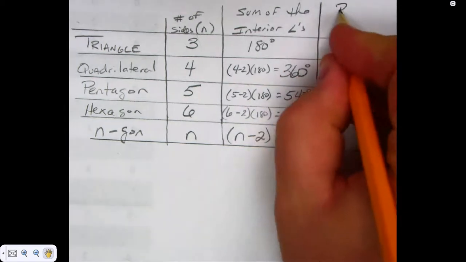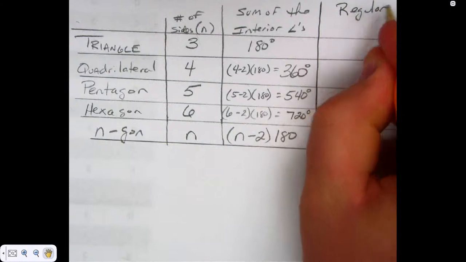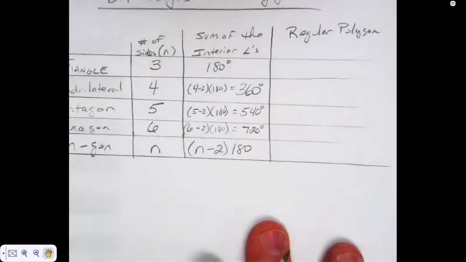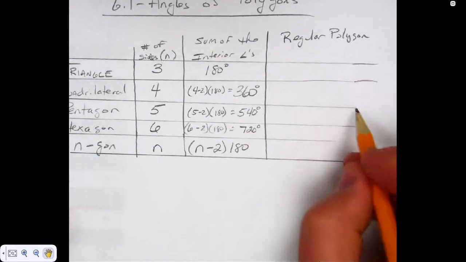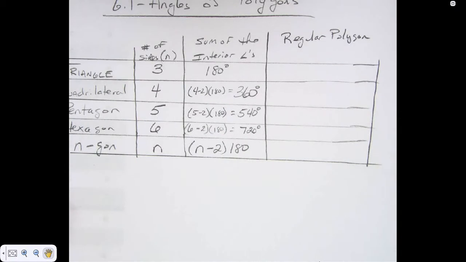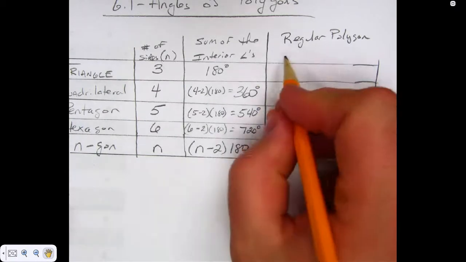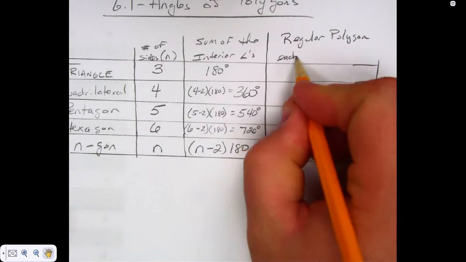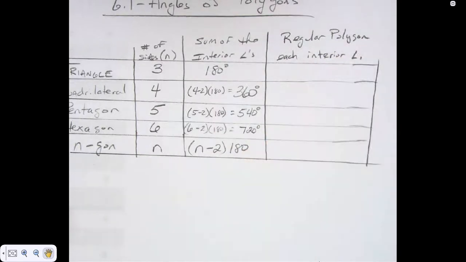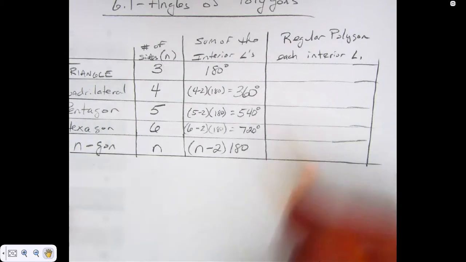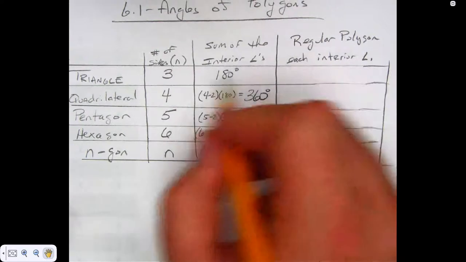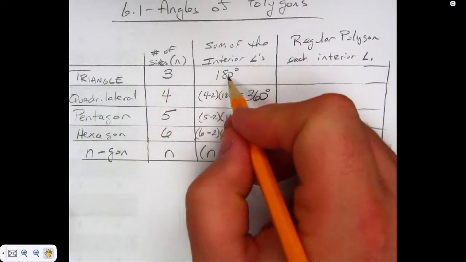What if you had a regular polygon? What does it mean to be a regular polygon? We have talked about this. It means all the sides and angles are congruent. So we could find the measure of each interior angle of a regular polygon, of a regular triangle. How do you think I'm going to do that? If all the angles are equal and they have to add to 180, what would I do?